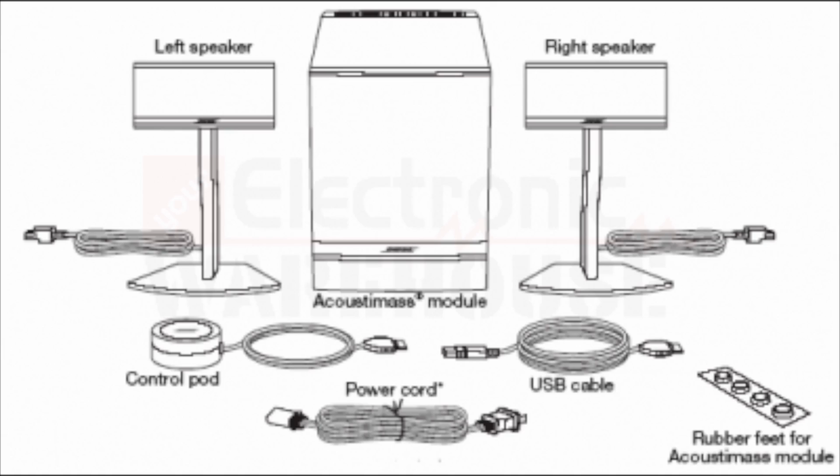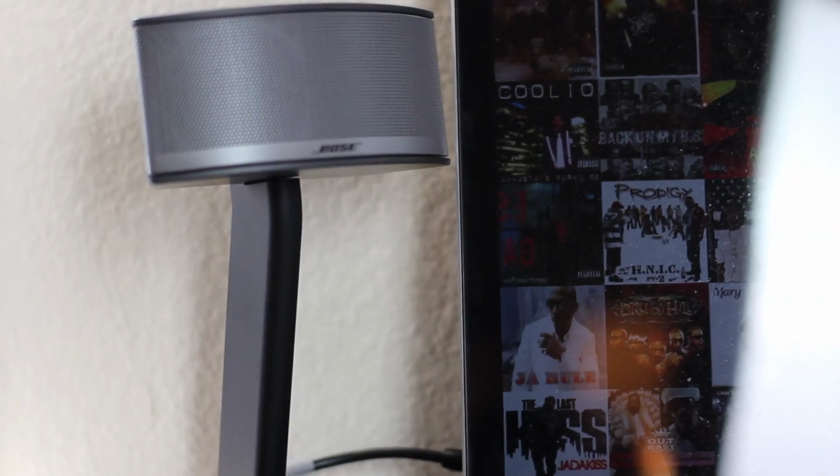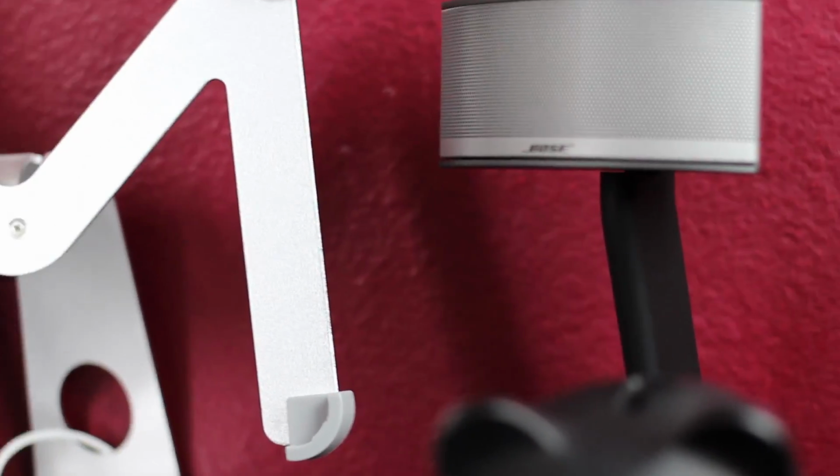After getting everything out of the box, we have the left and right speaker, the subwoofer, the control pod, the power cord, the USB cable, and some rubber feet. Setting it up is pretty easy, which I definitely appreciate. Now it's time to actually listen to it and see if it's something I prefer or recommend. With Bose's reputation, they're known for superb sound quality, so I'm not really worried. But I want to see if it's something I want to stick with, or go with the Monster monitors, which are Monster's version of studio speakers.